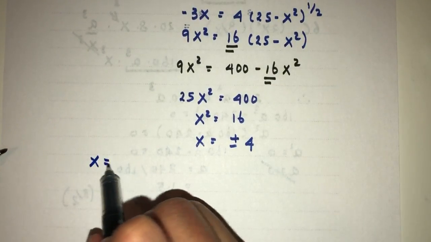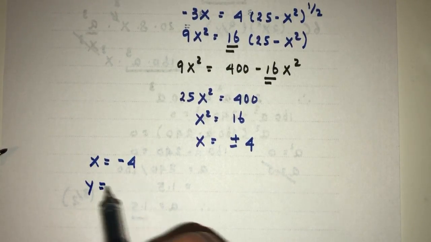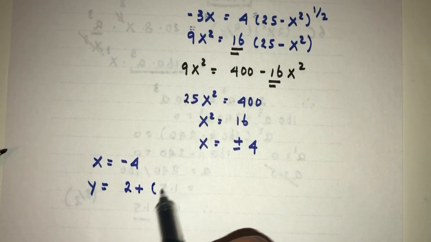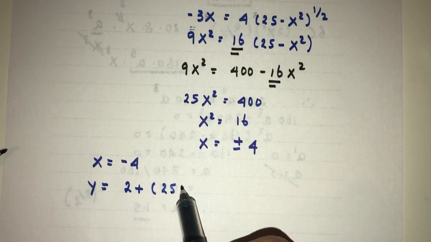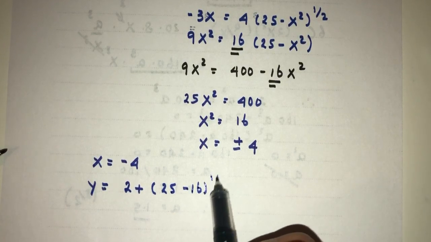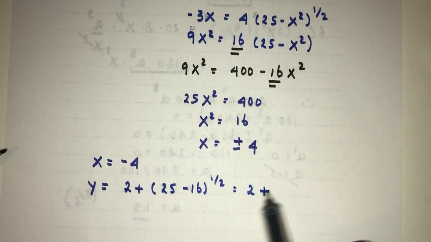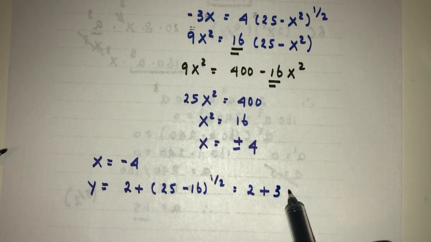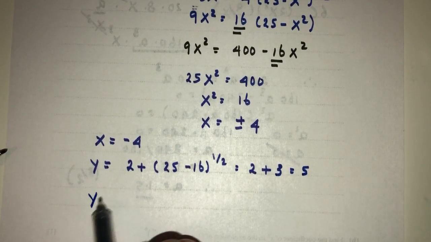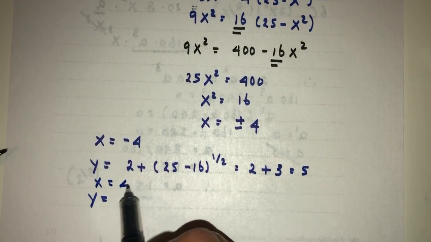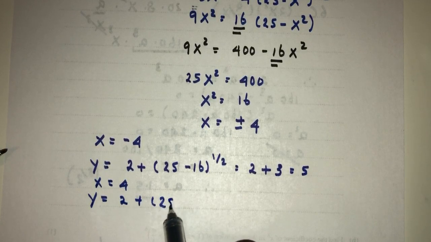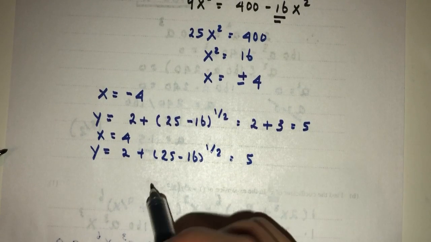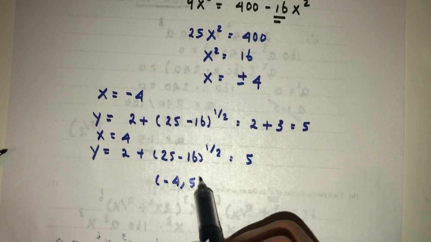Now for x equal to minus 4, y will be what? Let's find the corresponding value. y will be 2 plus (25 minus x squared) to the power half, so 2 plus (25 minus 16) to the power half, which is 2 plus 9 to the power half, which is 2 plus 3, which is 5. Also, if x equal to 4, it will be the same value. So we have 2 points here, which are (minus 4, 5) and (4, 5).